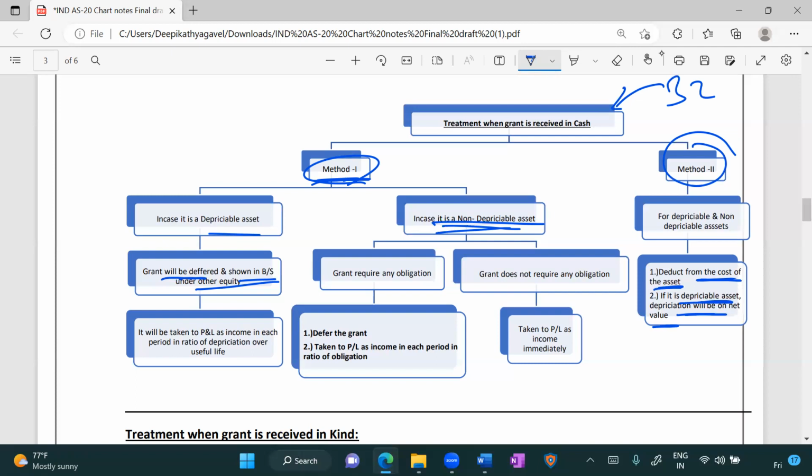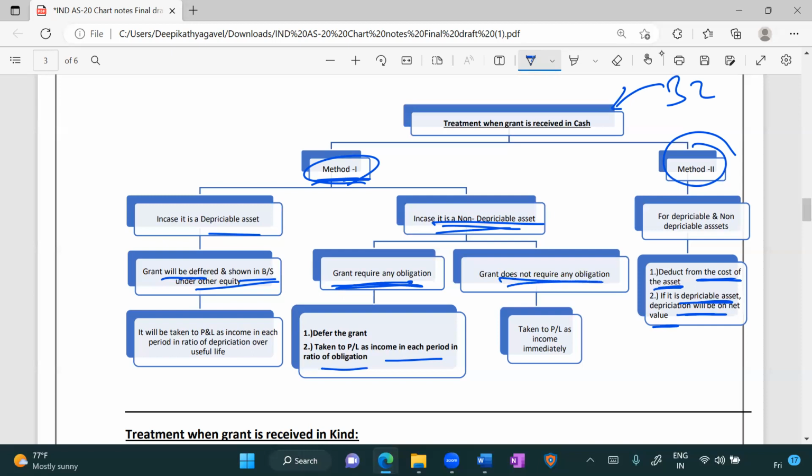In case there's an obligation attached to that government grant, you will defer that grant and it will be taken to P&L in each period at the rate of obligation. You can't take it here at the rate of depreciation because it's a non-depreciable asset. Let's suppose land. So in that case, at the rate of obligation, you will take it to the P&L, right?